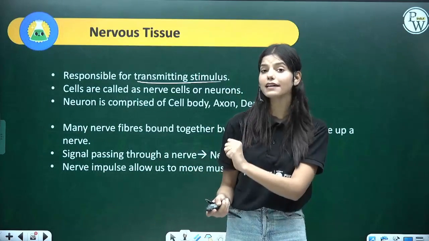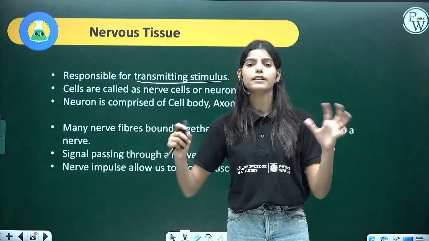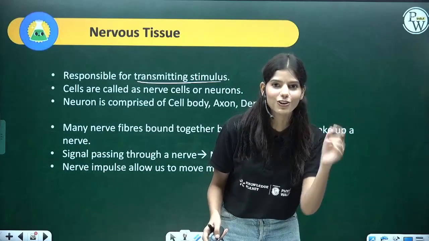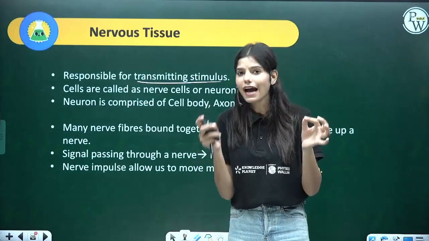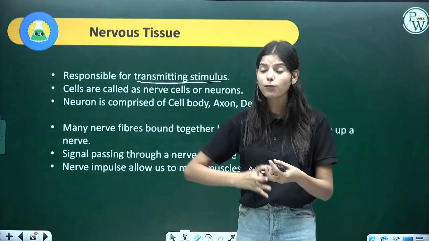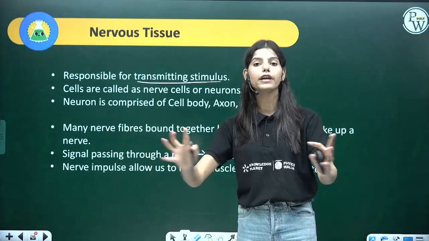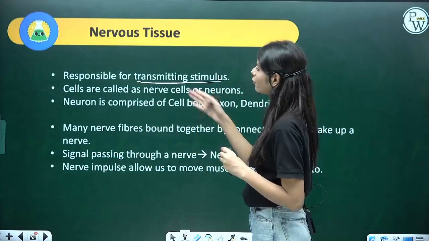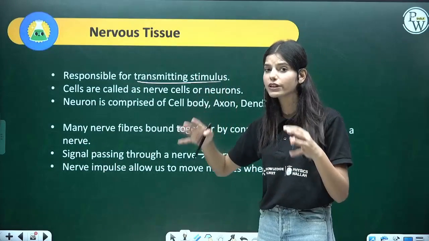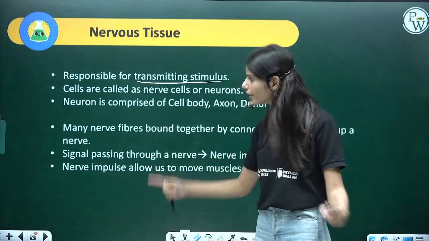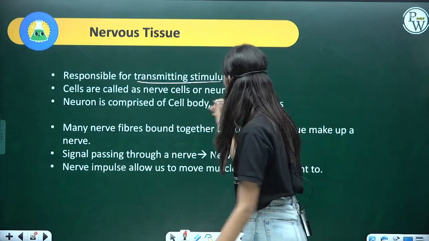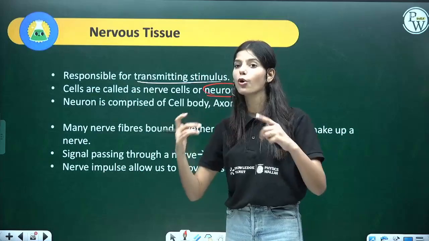And how exactly are we able to understand that there is a change in our surrounding? With the help of our sense organs and also our brain. But what exactly is transporting the signal? It is actually your nervous tissue which is transporting the signal from the sense organ to your brain. So here, it is responsible for transporting the signal or the stimulus, that is, the change in our surrounding. Now the cells of nervous tissue are called neurons, or you can also call them nerve cells.